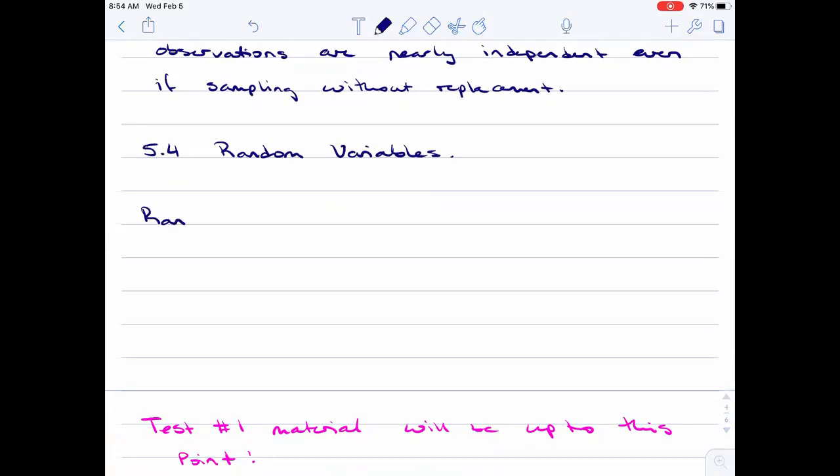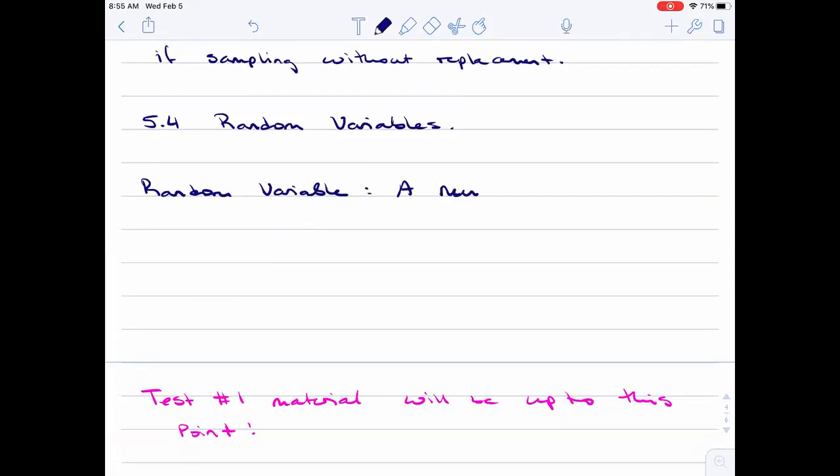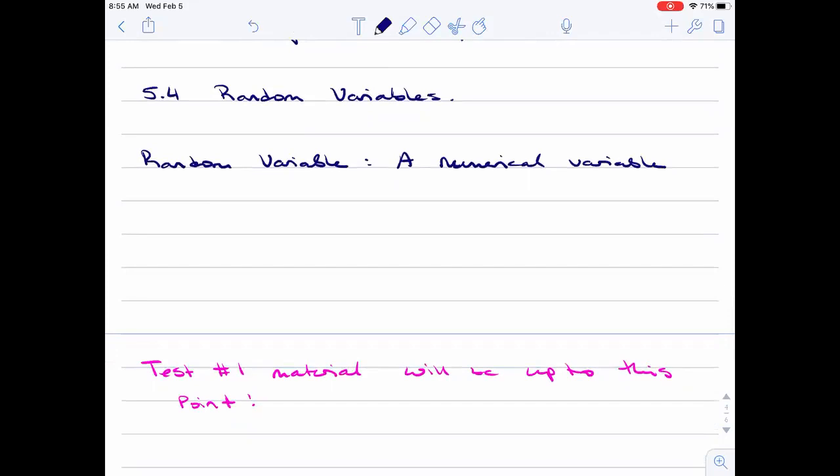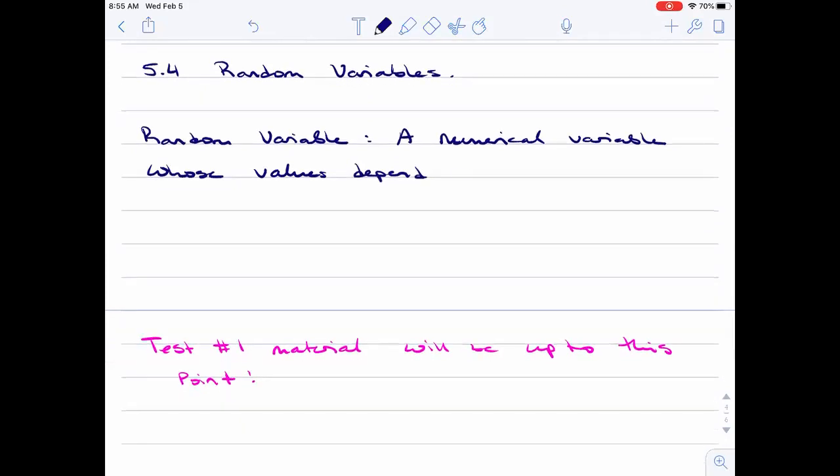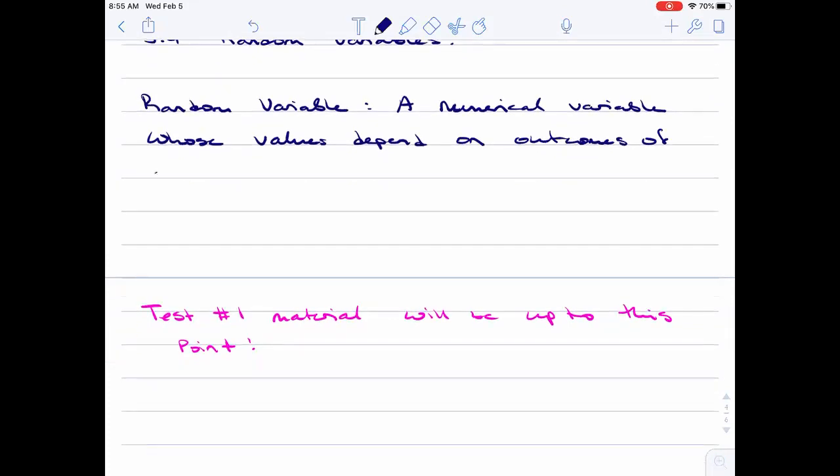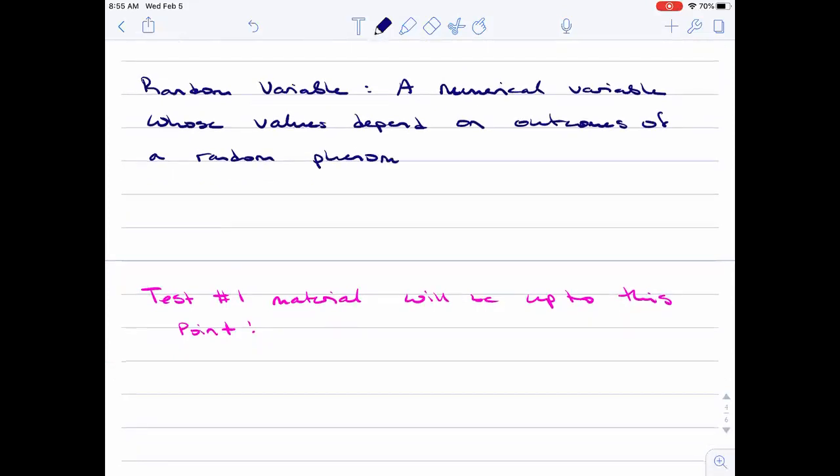So a random variable is a numerical variable whose values depend on the outcomes of a random phenomenon, just kind of fancier. Phenomenon. Fun to say. Phenomenon.